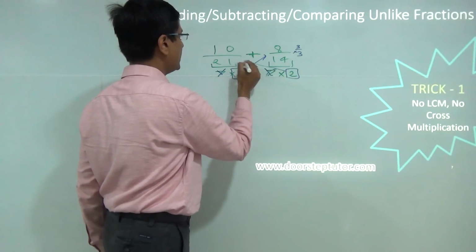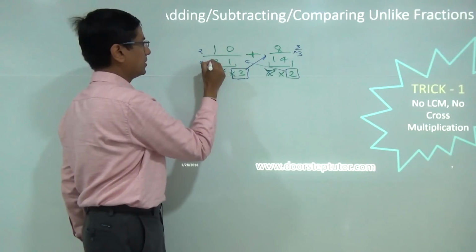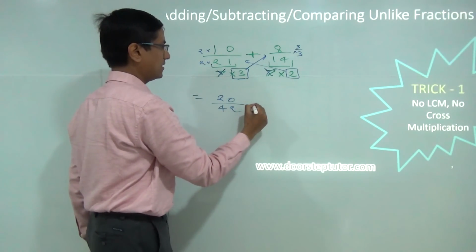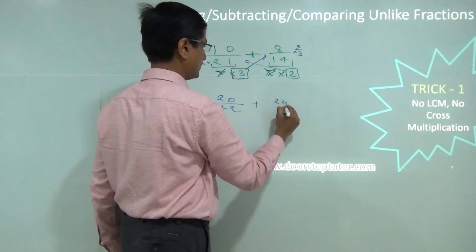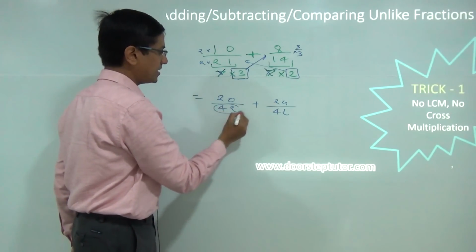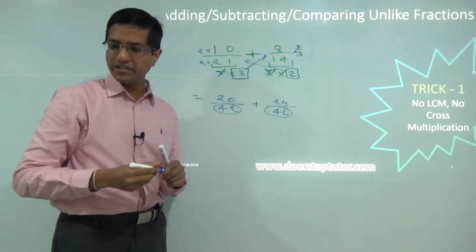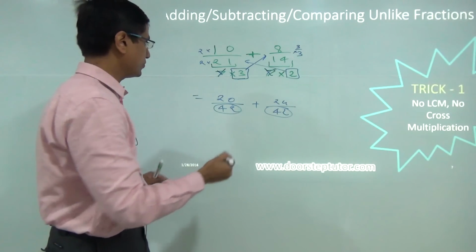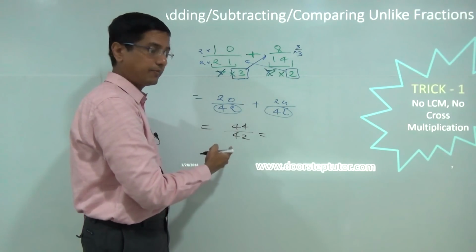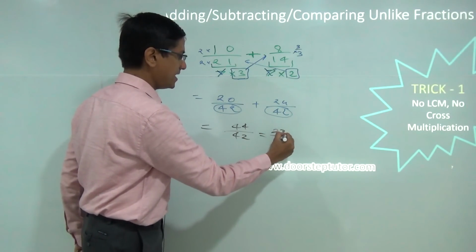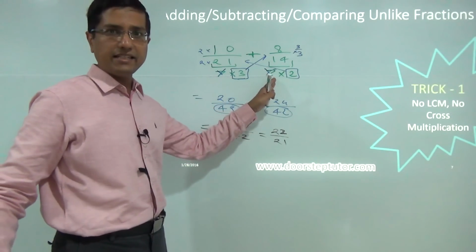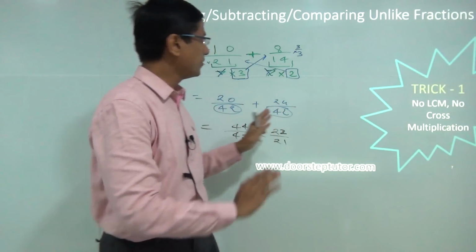So I multiply this fraction by 2 by 2, and the result is magically the denominator became the same, and now we have our like fractions which we can simply add. So the answer becomes 44 by 42, which we know we can simplify further, 22 by 21. So look here, we didn't calculate the LCM, we didn't have to do any division, which is always a time consuming task.